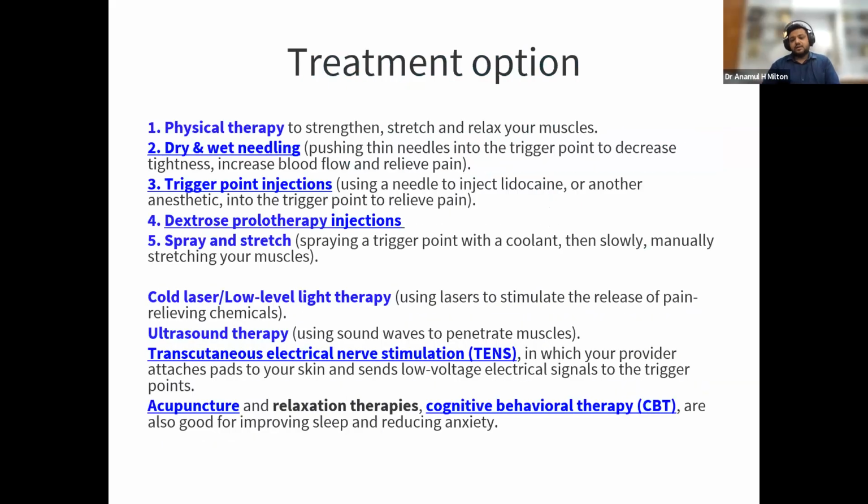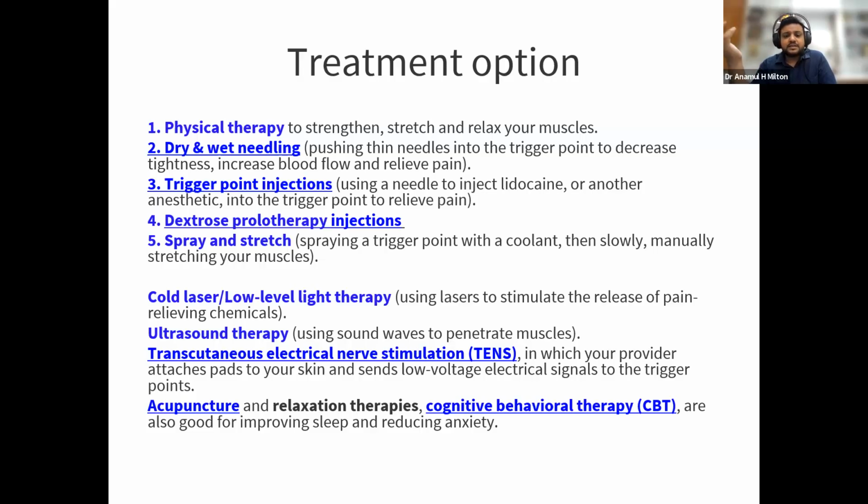So all myofascial problems, we can treat like this. Number one is physical therapy, like stretching, relaxation, and strengthening, these three parts. Then our part, the intervention part, like dry or wet needling. The third part is trigger point injection. Fourth, we can give dextrose prolotherapy injection for myofascial pain symptoms.